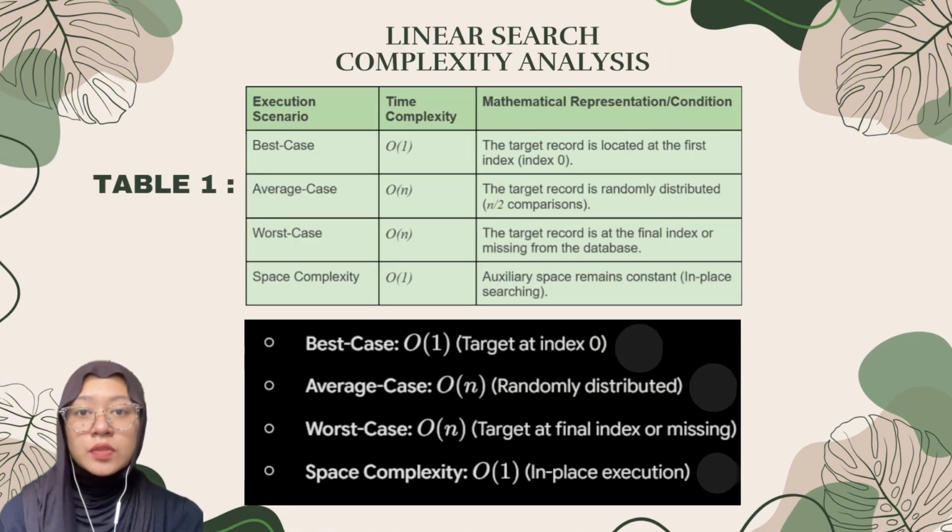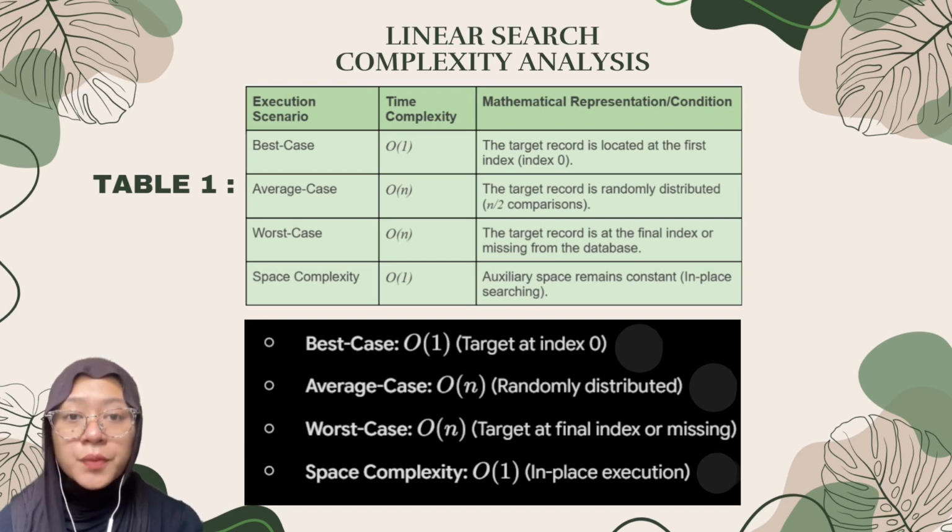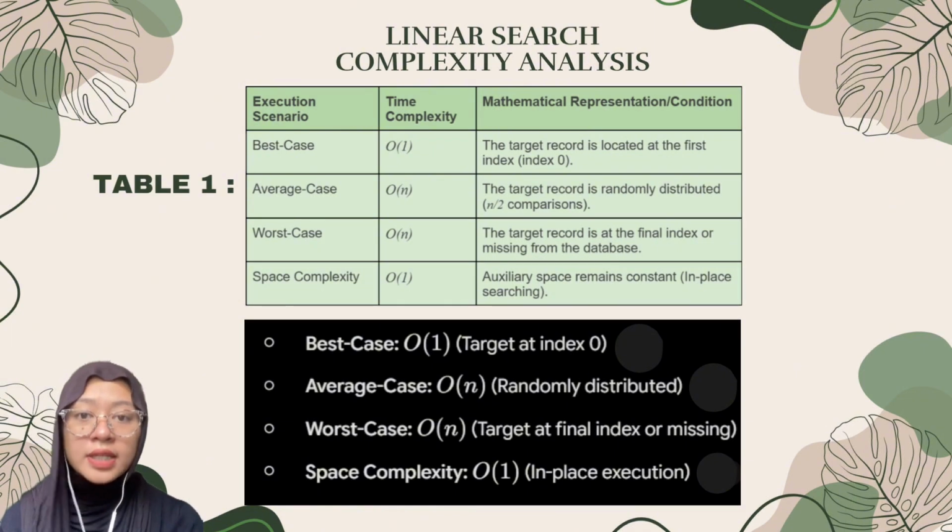Moving on to asymptotic analysis in Table 1, linear search demonstrates a best case time complexity of O(1), which occurs when the target record is positioned at the initial index. However, because it evaluates elements sequentially, its average and worst case complexity scale linearly at O(n) when the target is at the final boundary or entirely missing. On the plus side, its space complexity is highly optimal at a constant O(1) due to its iterative in-place execution model.